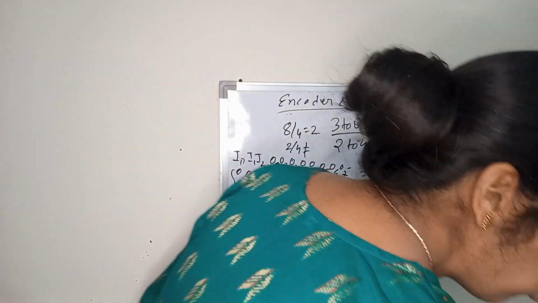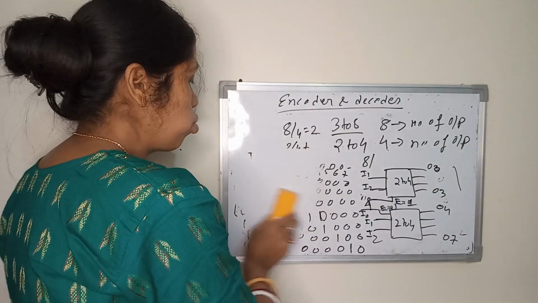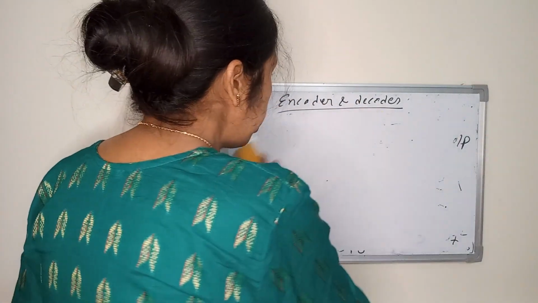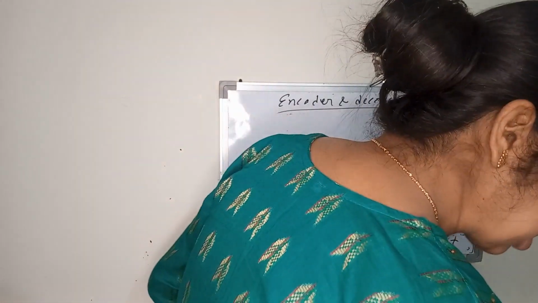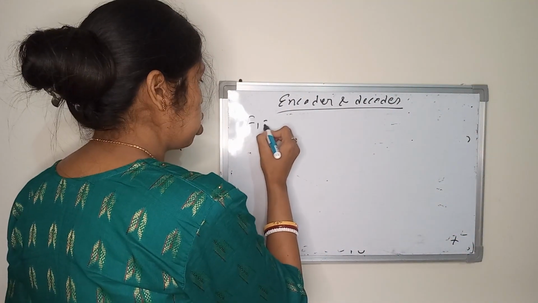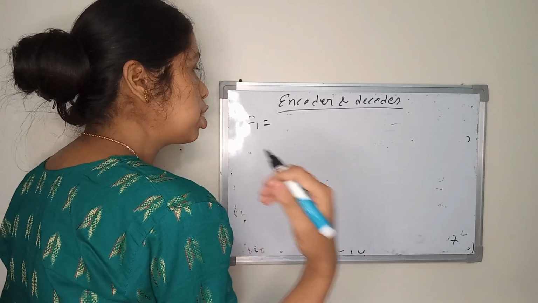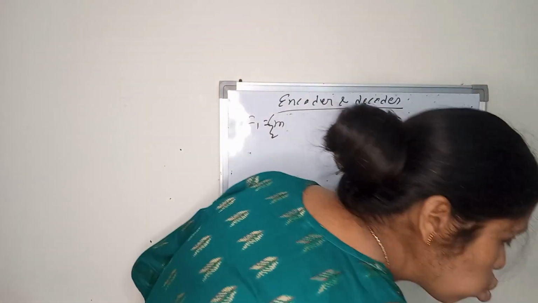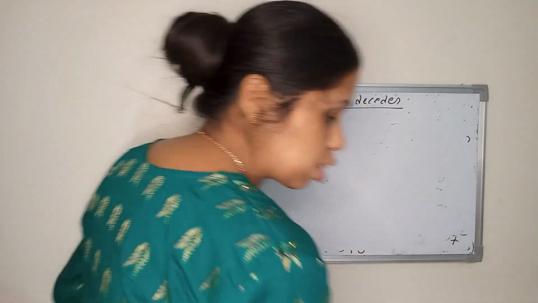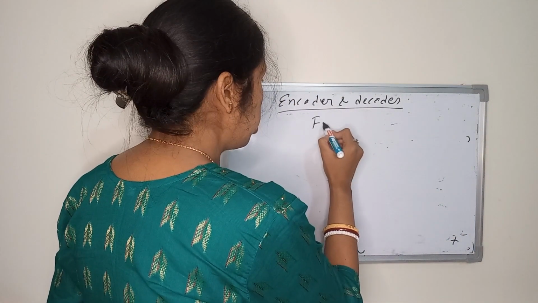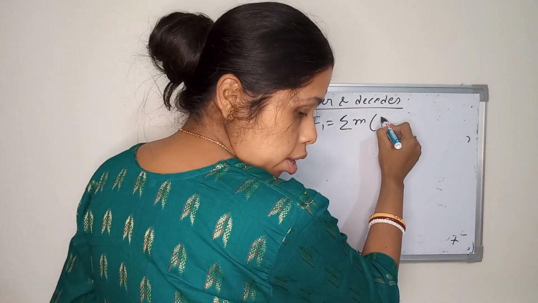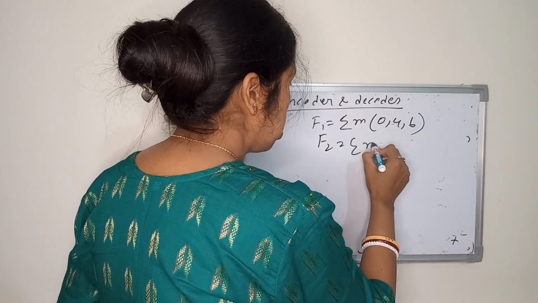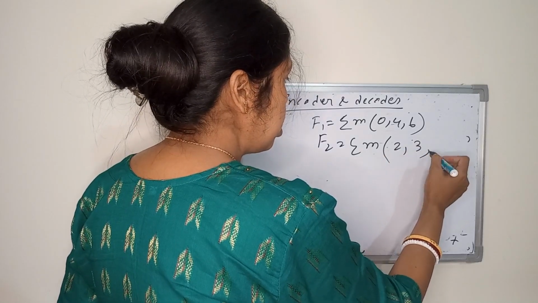Now, as the last topic on the 3 to 8 decoder, I want to show you one more example. You have some expressions. How can you design those expressions, rather than using the basic gates, using the 3 to 8 decoder? You have two functions, and those functions include some minterms. F1 is equal to summation m 0, 4, 6. F2 is equal to summation m 2, 3, 5.